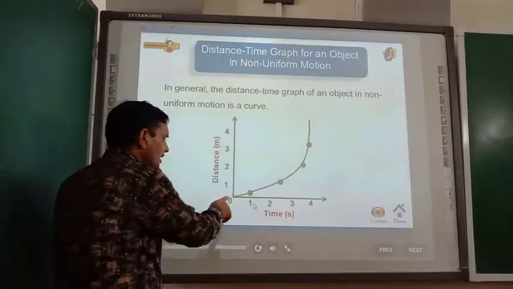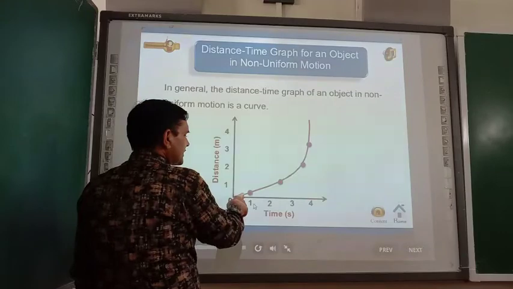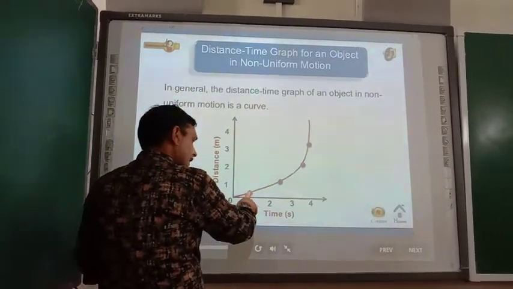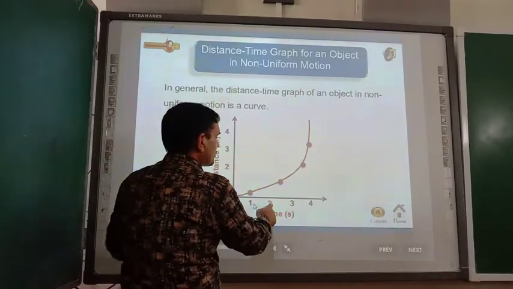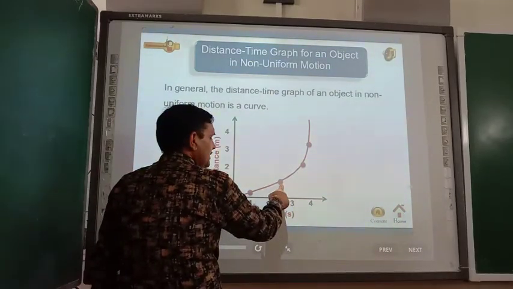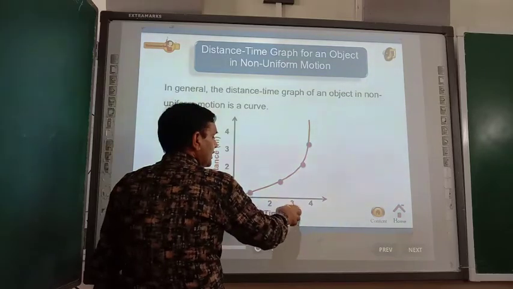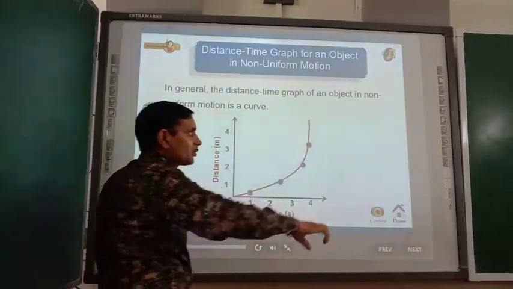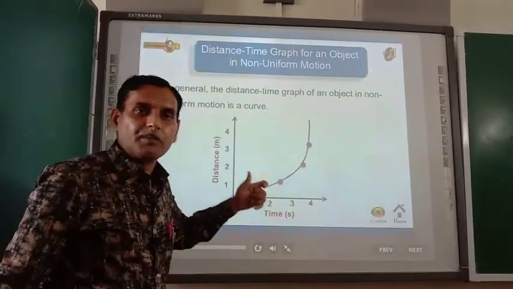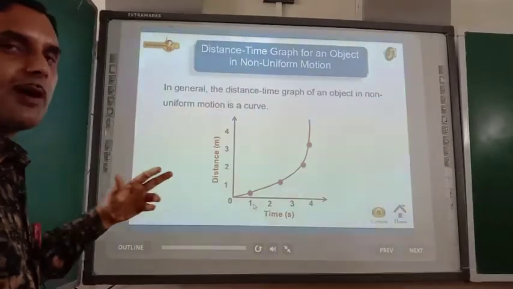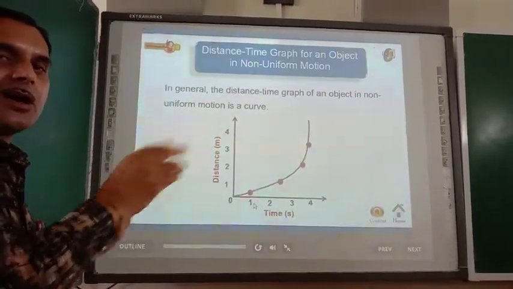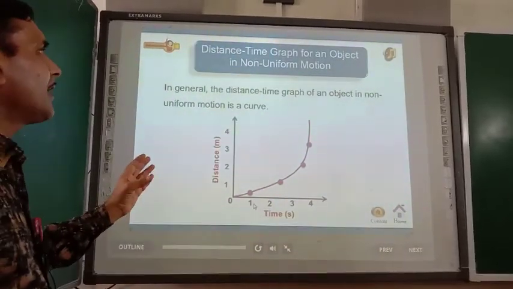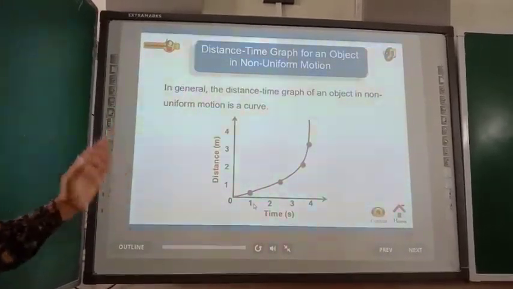Now just see, here at 1 second it was here. In the second second it should have been here, but it is here. Now in the third second it is not here, it is here. So such kind of motion is known as non-uniform motion. The meaning of non-uniform motion is that the time interval is not constant between two distances. That is why they are showing the non-uniform motion.